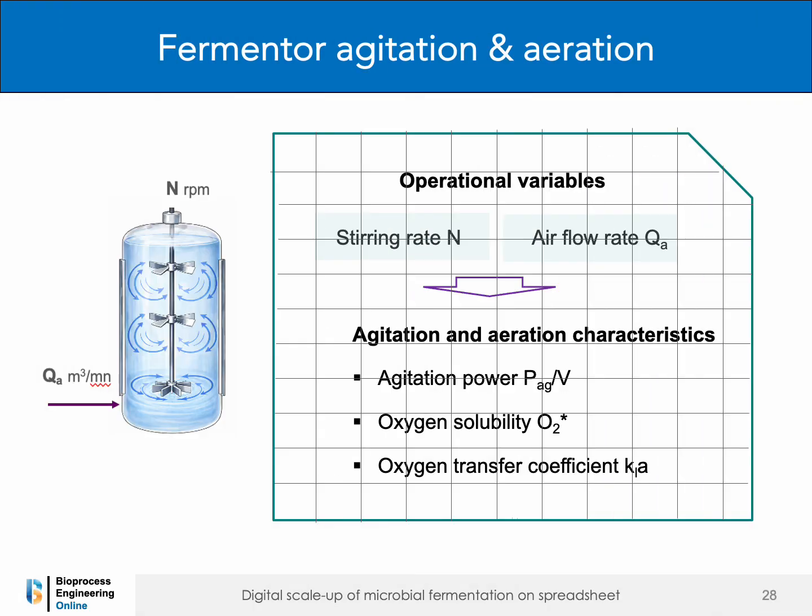In summary, this part of the spreadsheet defines the agitation and aeration characteristics of the large-scale fermenter in use. It is here that you select the key operating variables, the impeller rotational speed and the air volumetric flow rate, and the corresponding agitation power, oxygen solubility, and oxygen transfer coefficient KLA are then calculated.